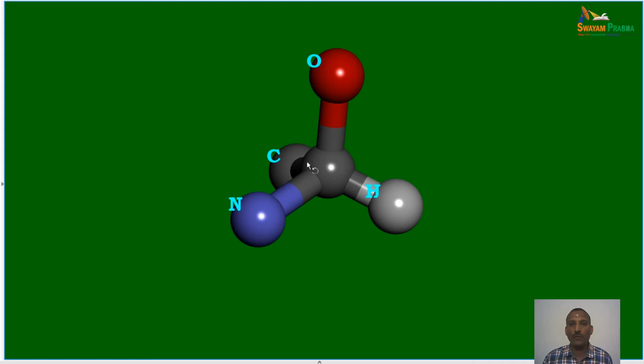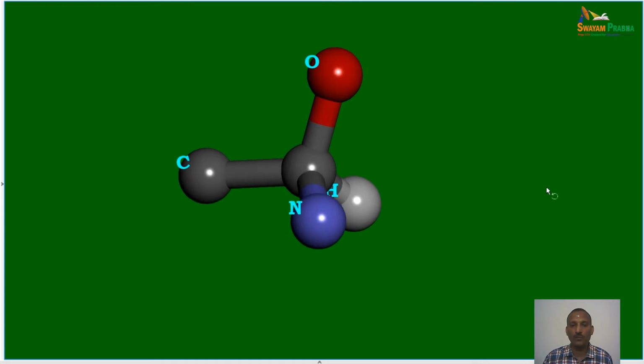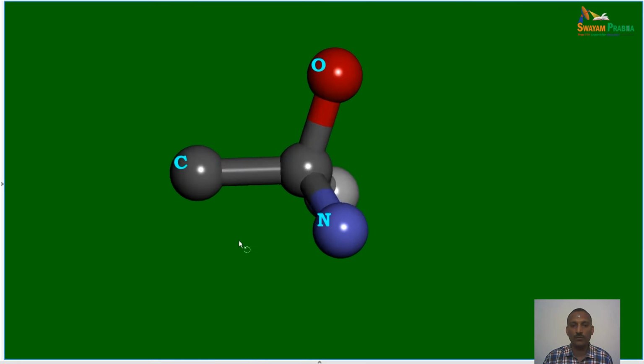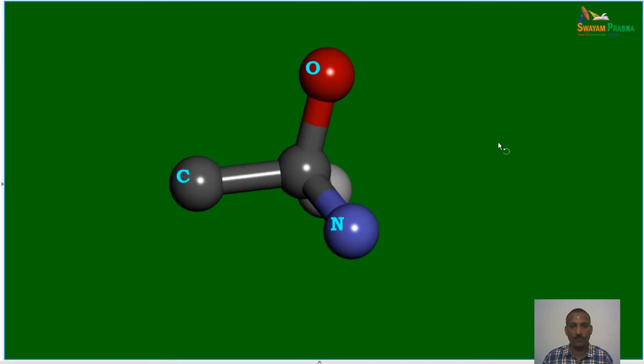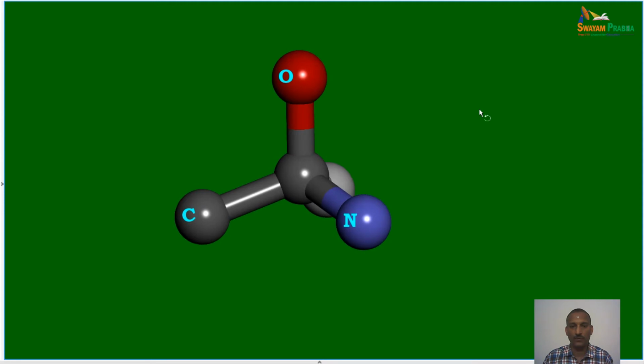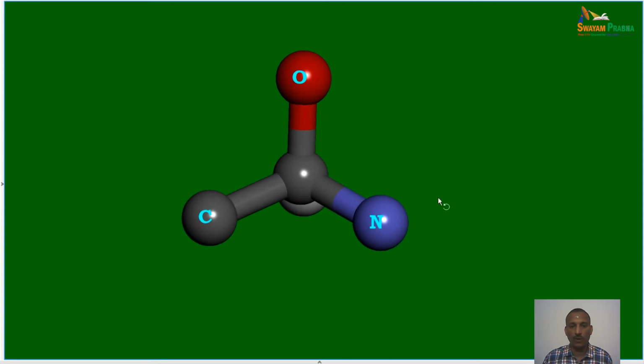If we have to do that, the best way is to rotate the molecule like this. Now carbon from the back comes to the front, nitrogen which was earlier here moved to the right, and the hydrogen which was here moved to the back. This is how the entire molecule rotates.